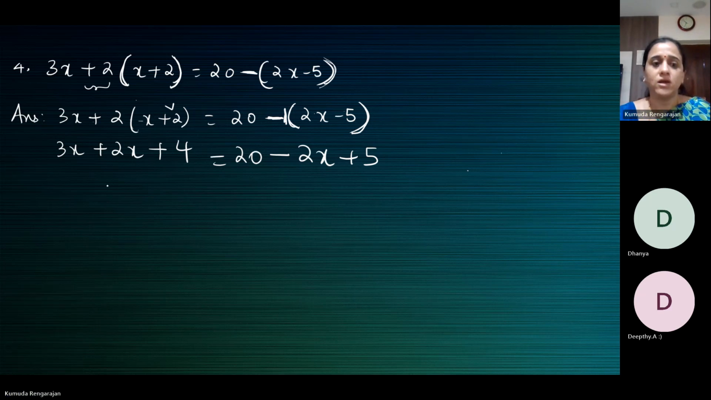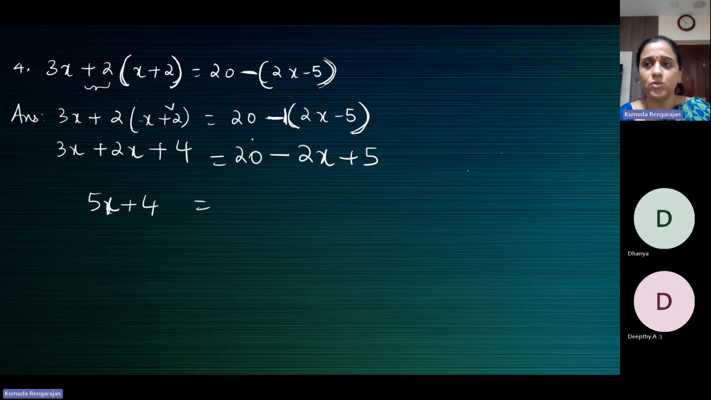Okay. Now, before we transpose, we'll simplify all the terms on the left-hand side, if possible. On the left-hand side, we have 3x and 2x, like terms. 3x plus 2x, how much? 5x. Plus 4 as it is. 5x plus 4 is not 9x. They're not like terms, they're unlike terms.